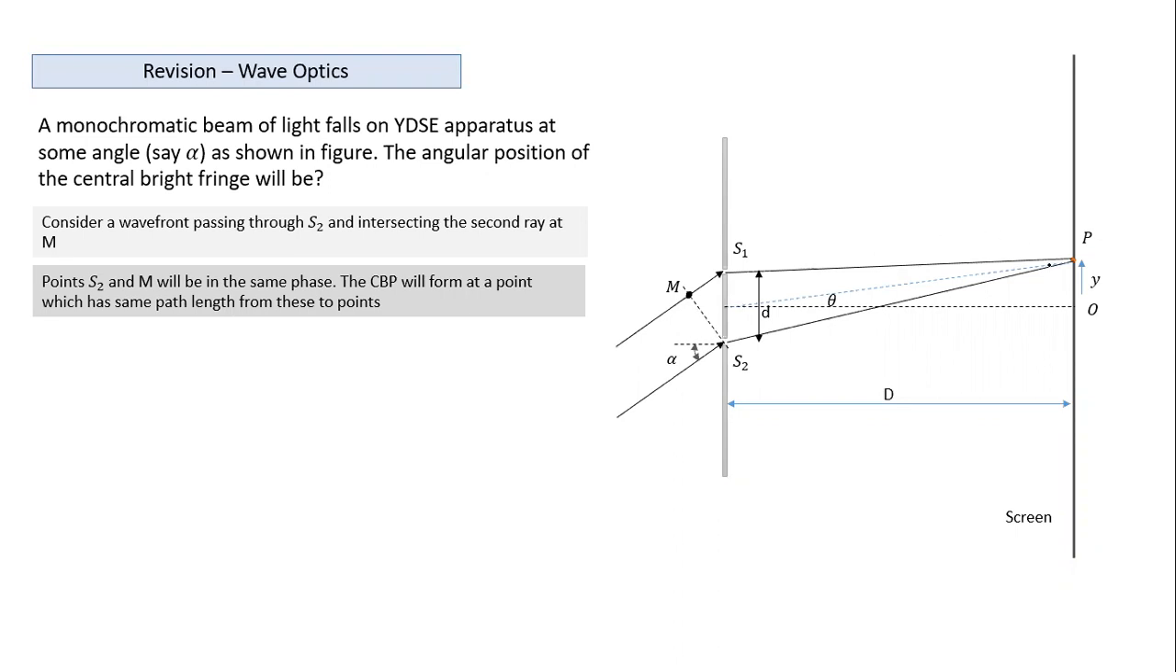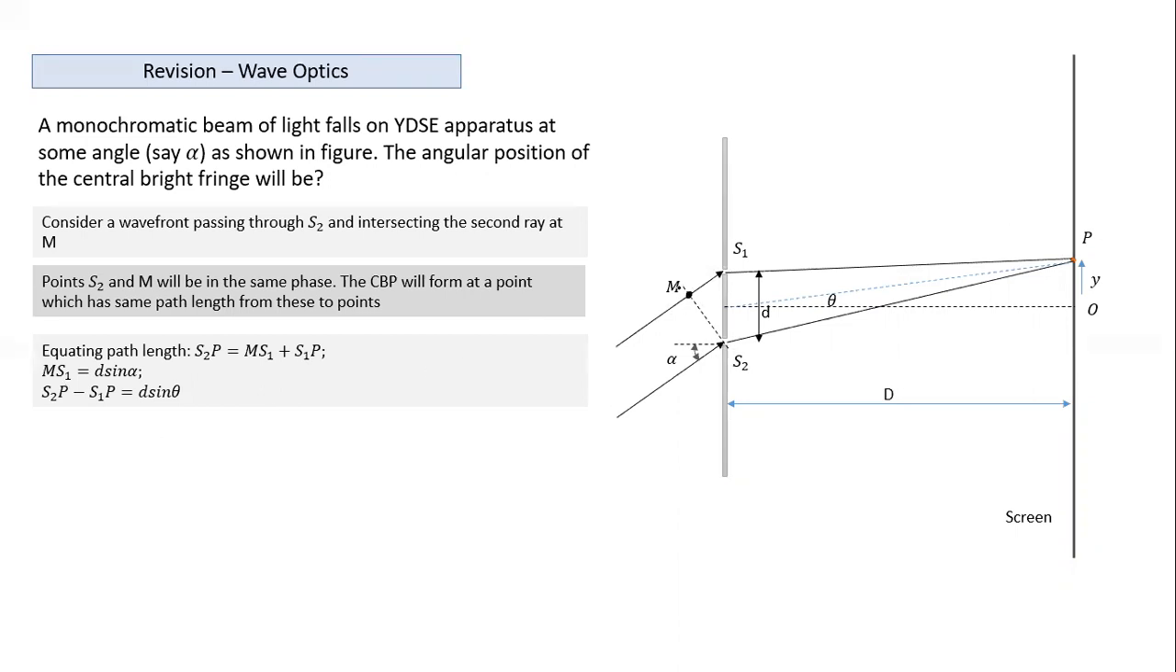What is the CBF here? The central bright fringe will form at a point on the screen, let's call this point P, where the phase difference is 0. So the 2 rays reaching here have a 0 phase difference. They'll have 0 phase difference if the path length from M to P is equal to the path length from S1 to P. So both path lengths have to be equal, or the path difference has to be 0, starting from points which are in the same phase. So equating the path lengths, S2P is from this source, and from here it is MS1 plus S1P.